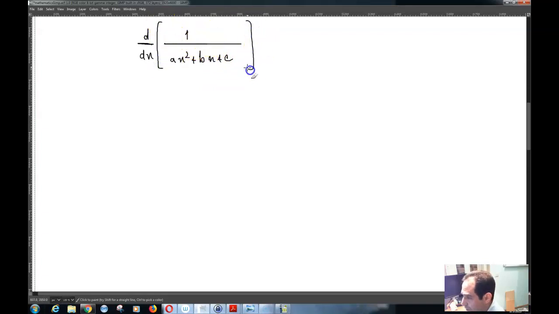Okay, so question number 7 is you want to find the derivative of, meaning d by dx of 1 over ax squared plus bx plus c. So this might be something interesting or useful if you want to use it later.